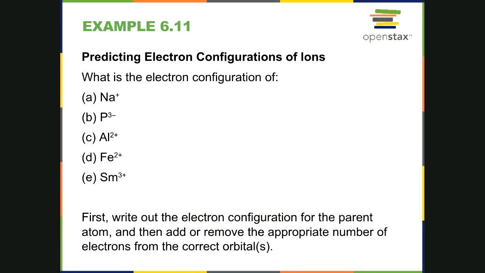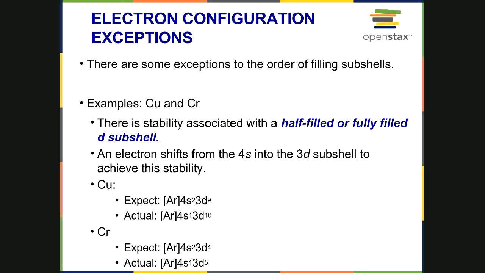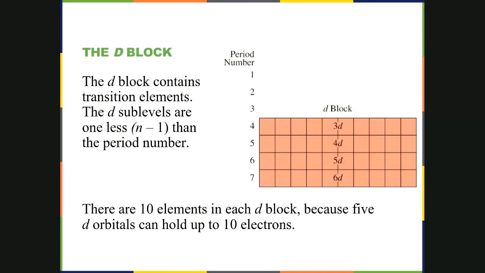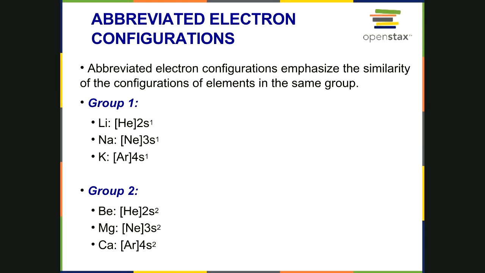Okay, here's a simple example. Take sodium. What is the electron configuration of the sodium ion, Na plus? What I want to do is look at the original configuration of sodium and then make an adjustment to that. So if I look at sodium, here we go. It's the configuration of neon with this 3s1.